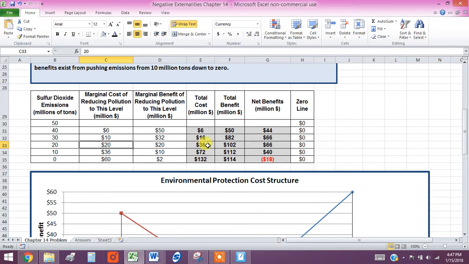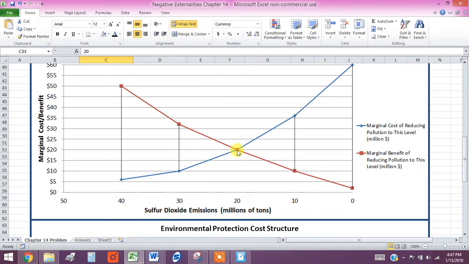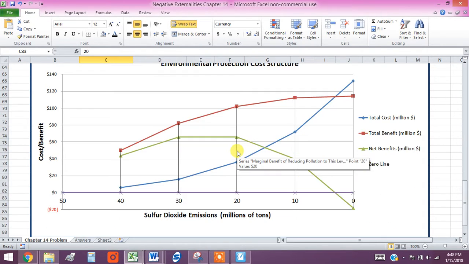very high here, okay? Or the net benefit, and I'm going to talk about that. But first, if we just look at the top graph right here, we can see that as soon as we reduce past 20 million tons, marginal cost becomes greater than marginal benefit. So the cost is greater than the benefit. So we want to stop here. Now the other way we can look at that is if we go down to our other graph below it, and we look at our net benefit, which is our green line here.